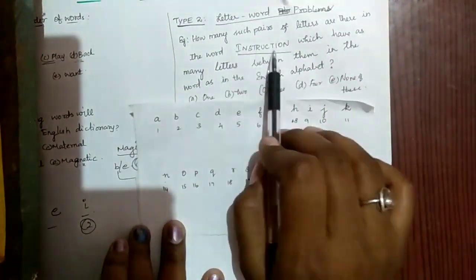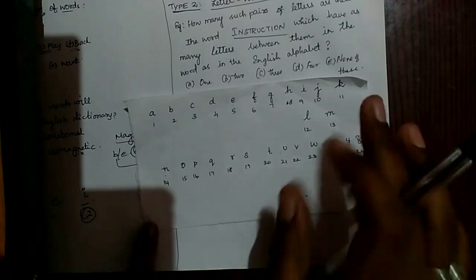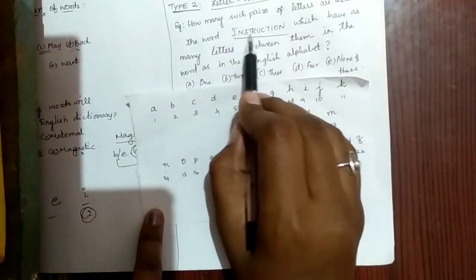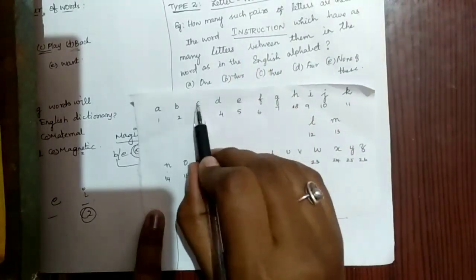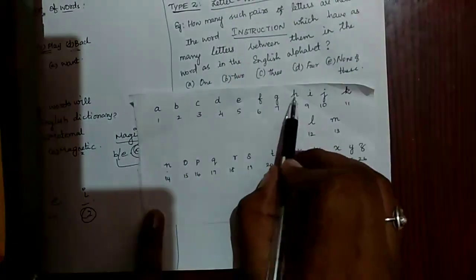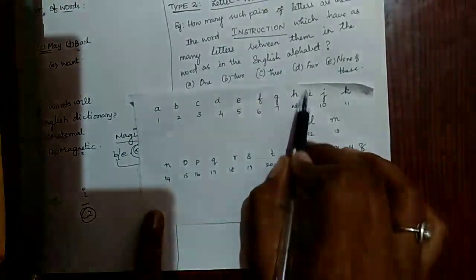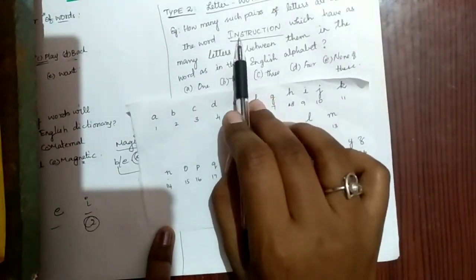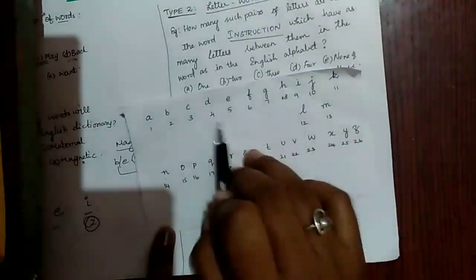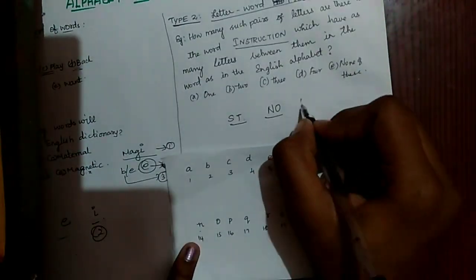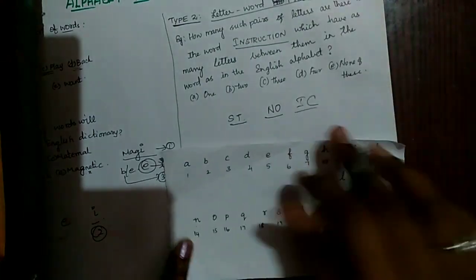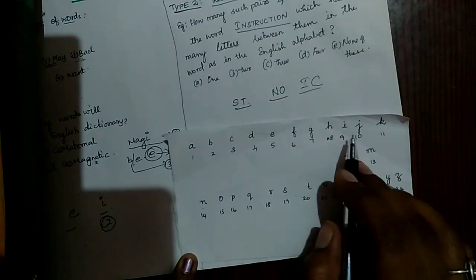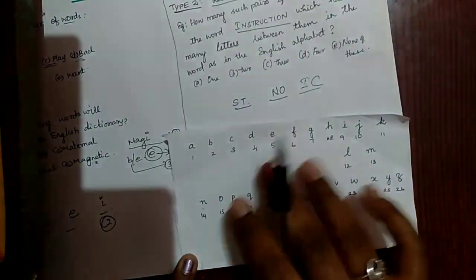Next, while checking I and C, how many letters are between I and C? 1, 2, 3, 4, 5. Between I and C there are 5 letters, and the same distance follows here. Here also between I and C there are 5 letters. So this matches. With I and T, how many letters? Here there are 6 letters. Here between I and T there are so many letters, so this does not match.